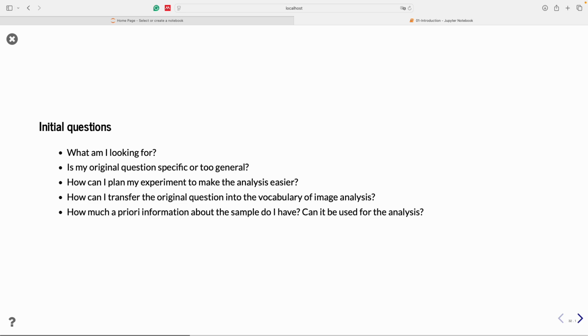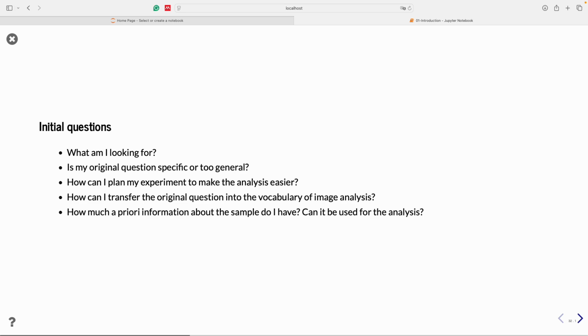Then a very important question is how I can plan my experiment in order to make the analysis easy. Because everything is a unity, and if one part makes the other one harder, then you may reconsider how you did the experiment.